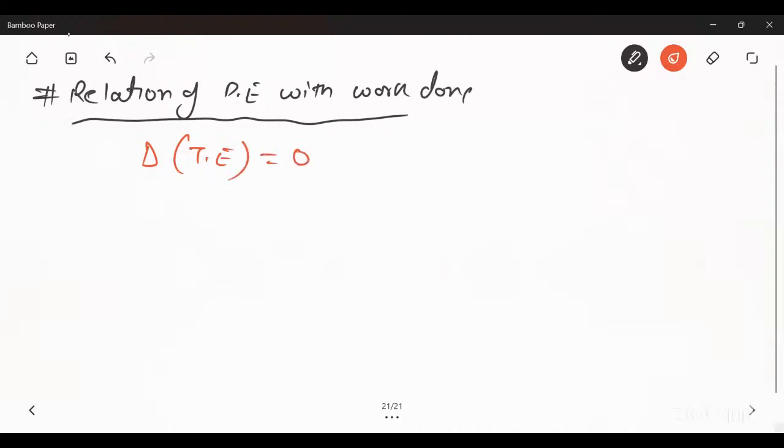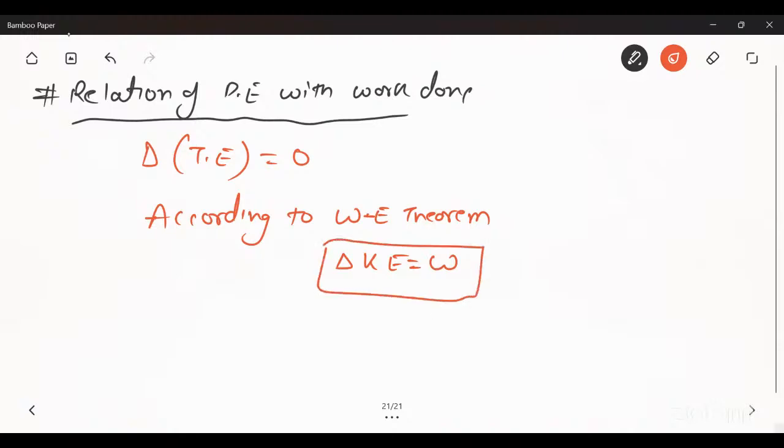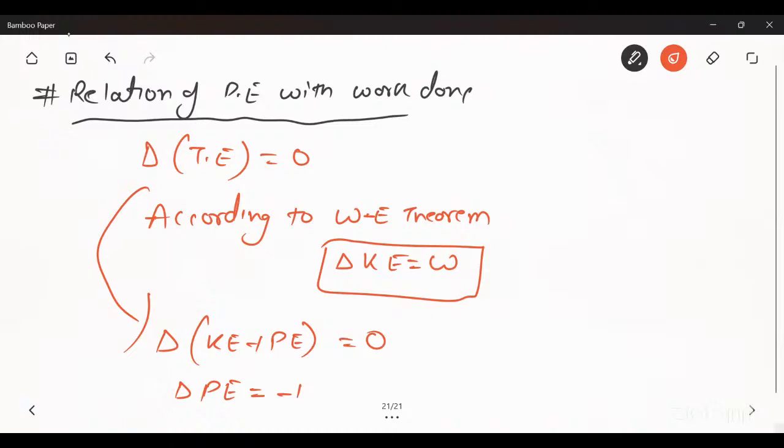And according to the work energy theorem, the change in kinetic energy is equal to work done. Okay, so that was the work energy theorem. Now what is delta TE? The total energy is the sum of the kinetic energy plus potential energy, and the change in kinetic energy is equal to work done. So delta PE is equal to minus delta KE.